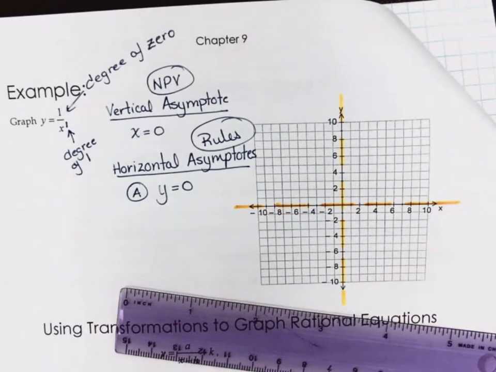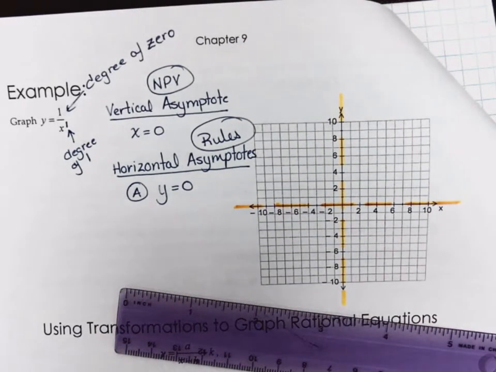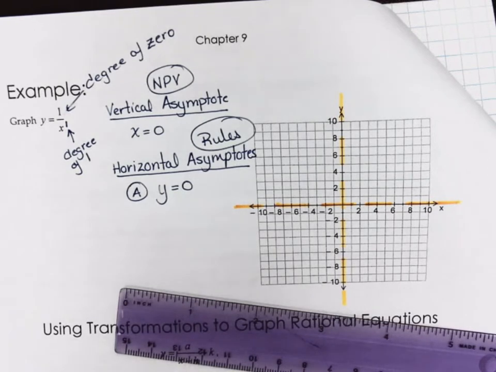And they should be dashed lines. If you put them on there with a solid line, I will deduct you a full mark. Serious business. Because these are not part of the function, they are invisible boundaries. Okay?